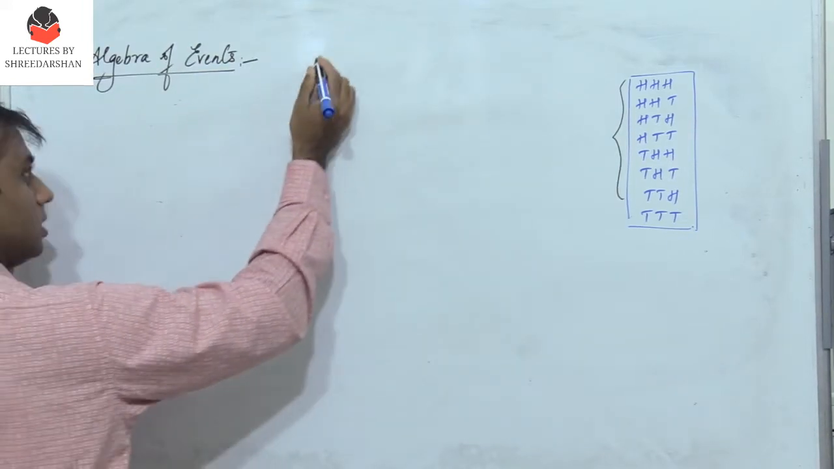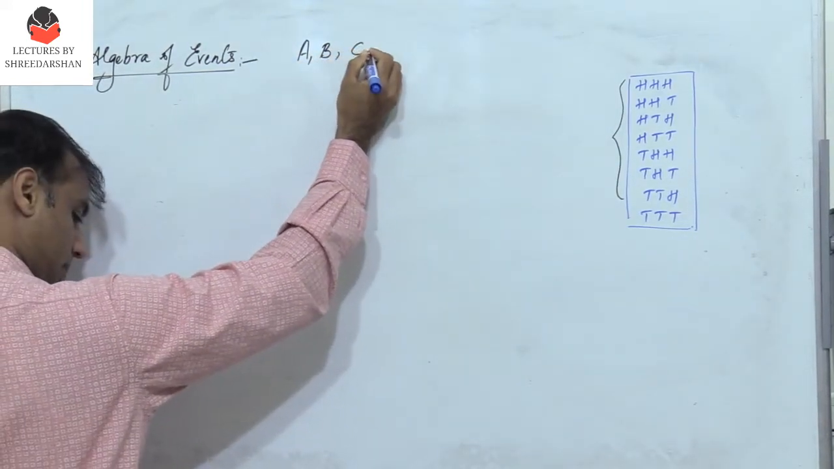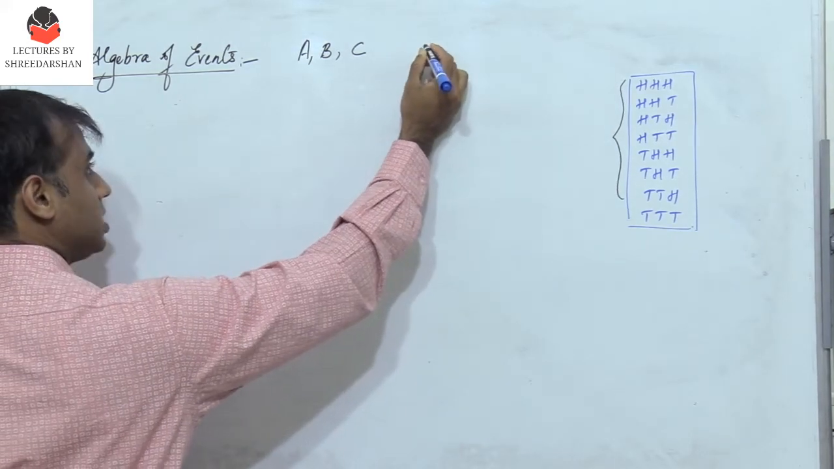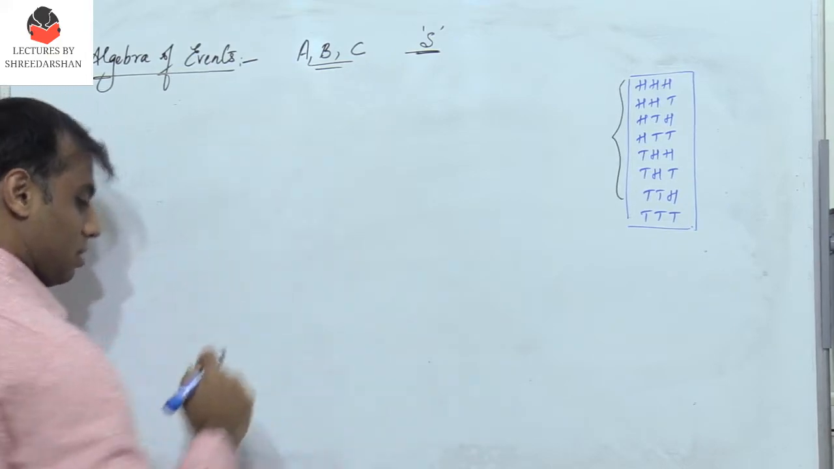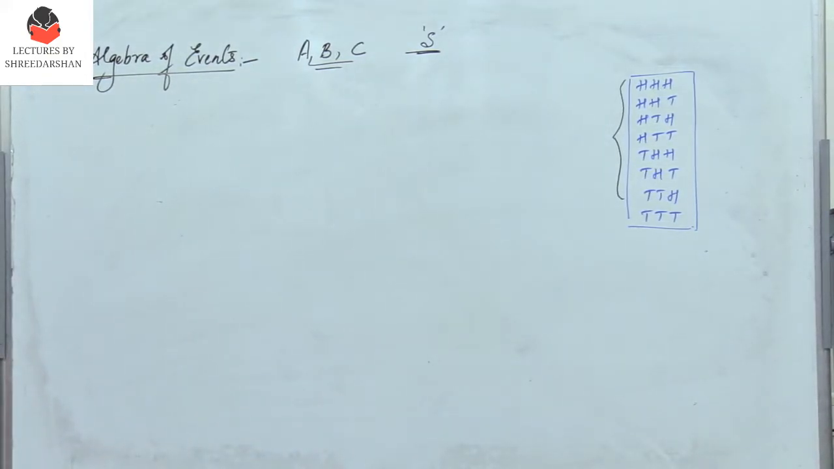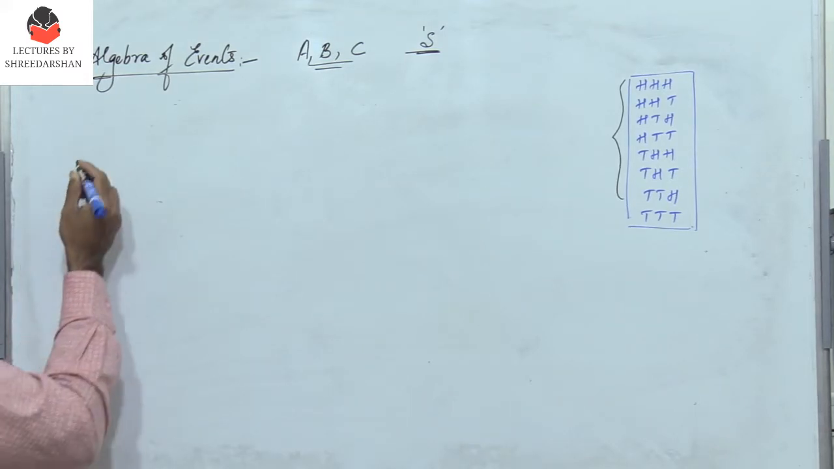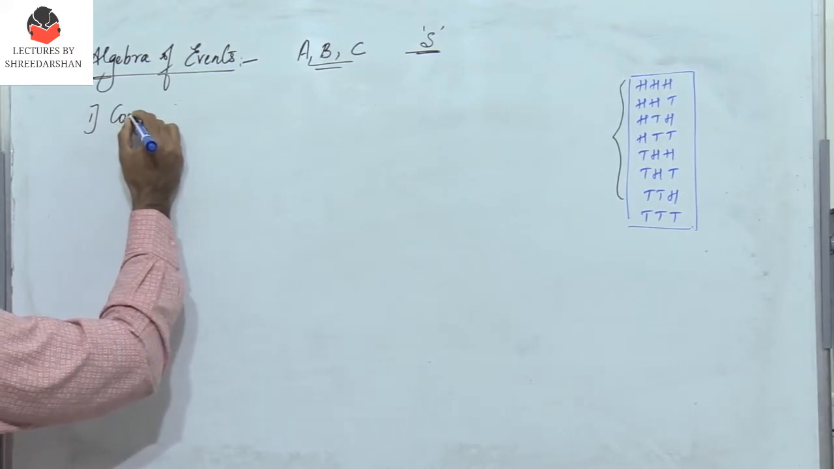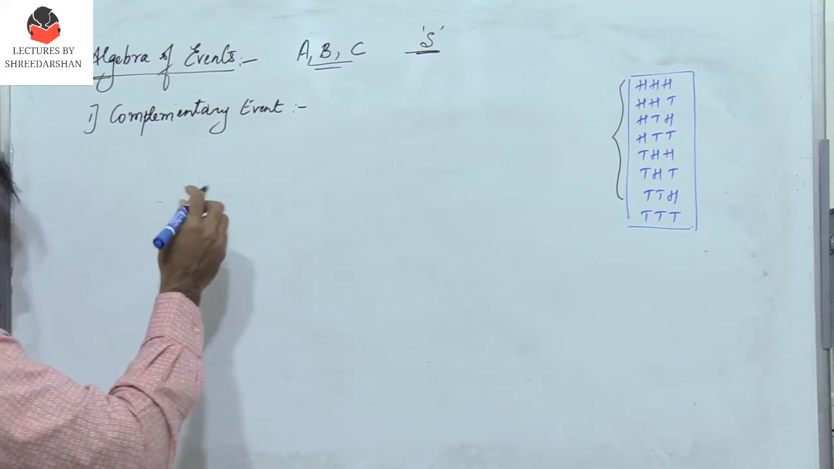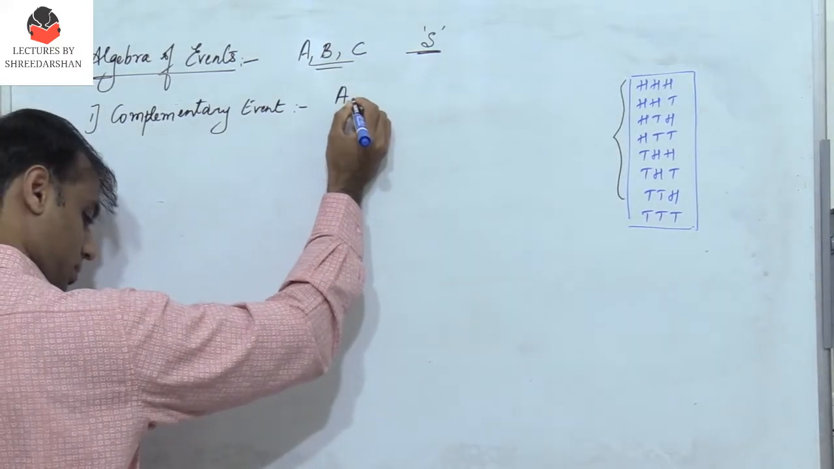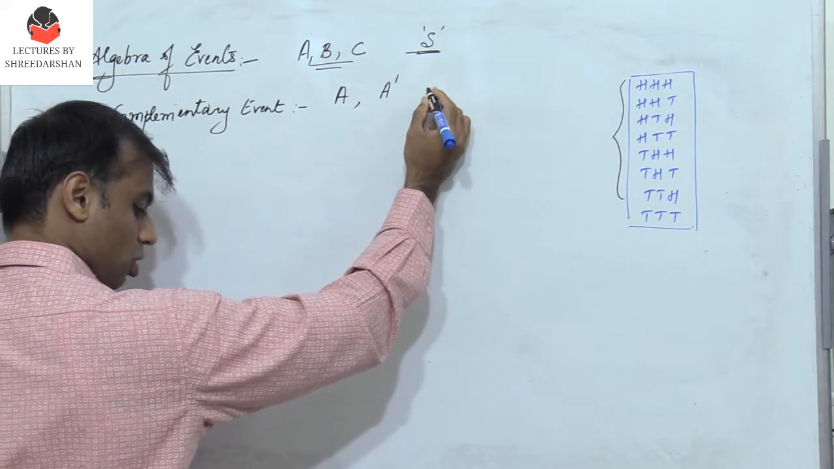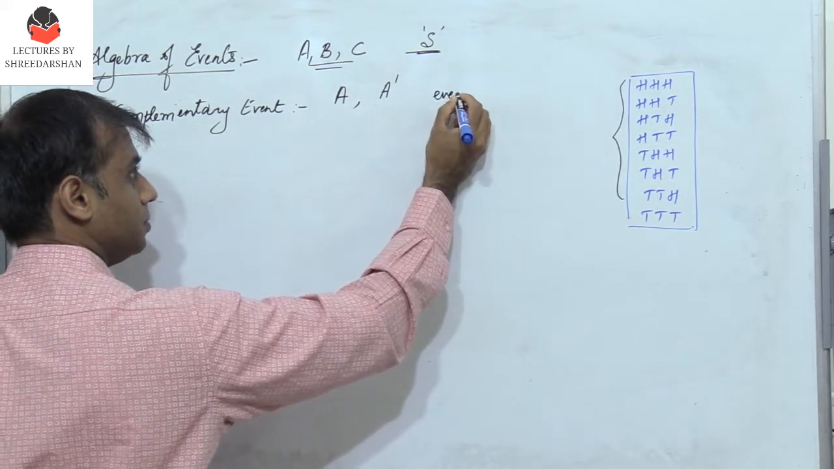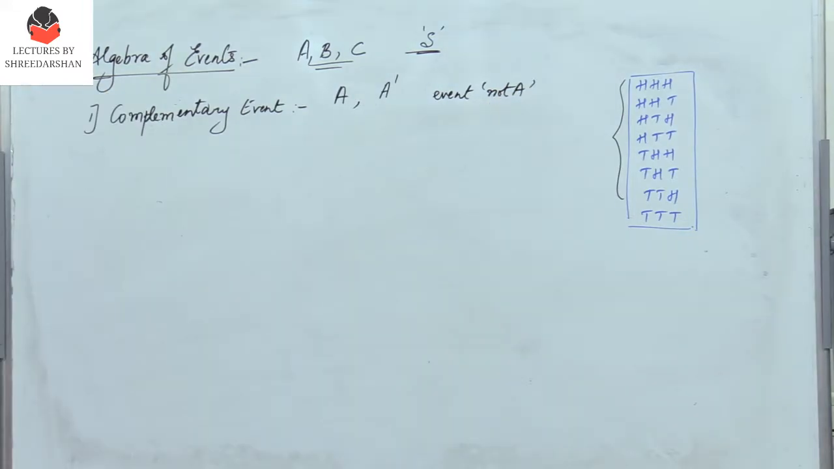Now let us consider A, B, C to be events for an experiment with the sample space S. So A, B, C are the three events and S happens to be the sample space. The first one is the complementary event. It is defined for every event A; the complement, written A dash, is also called the event not A. Right? So what is not A?